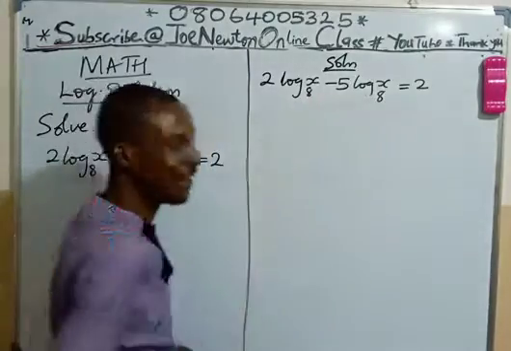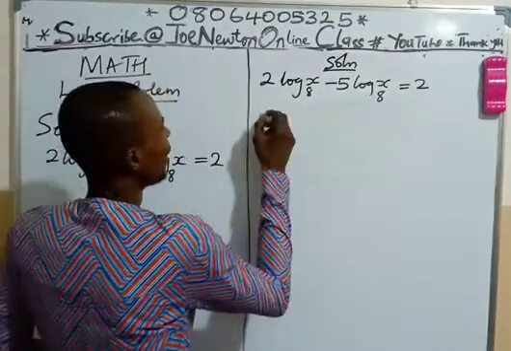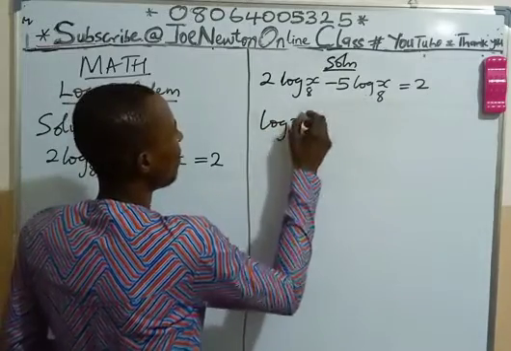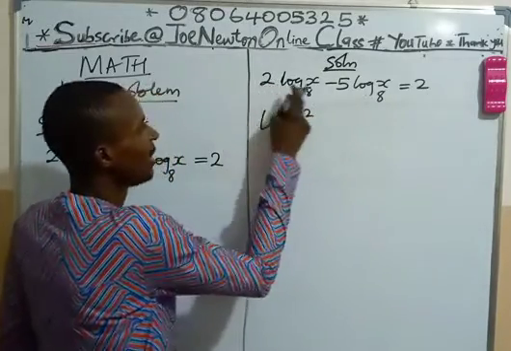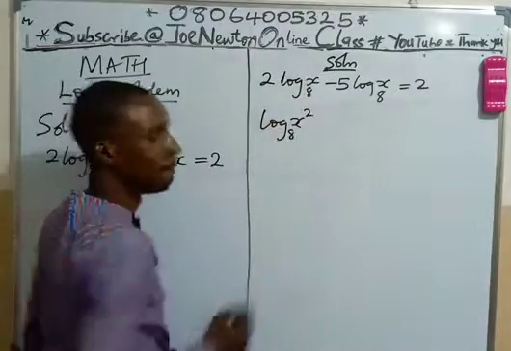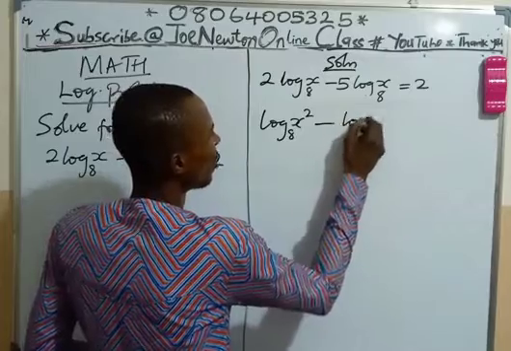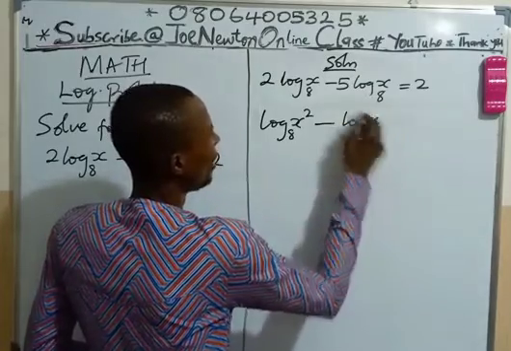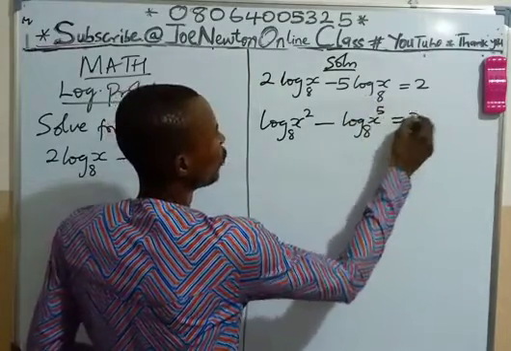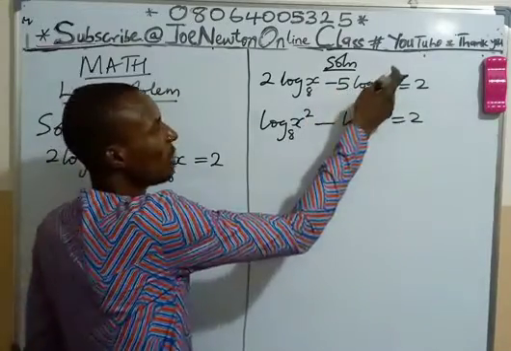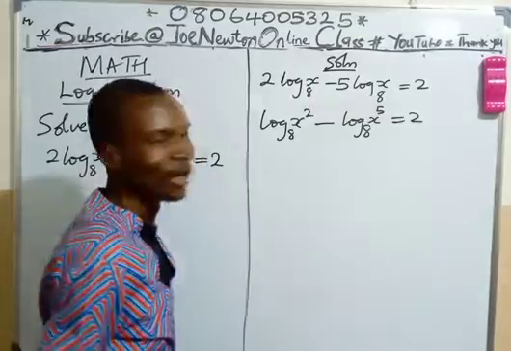Now, looking at the task here, what we have to do first will give us log x to base 8 power of 2. The number multiplying the log will now be raised as a power. Minus, do the same thing here, log x to base 8 power of 5 is equal to 2. So the number multiplying the log will go to the power of the log.